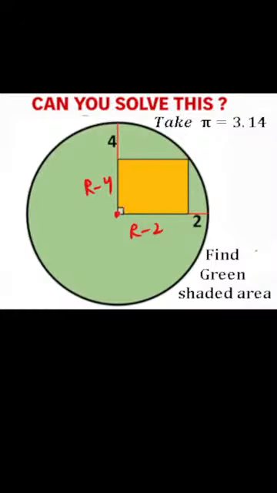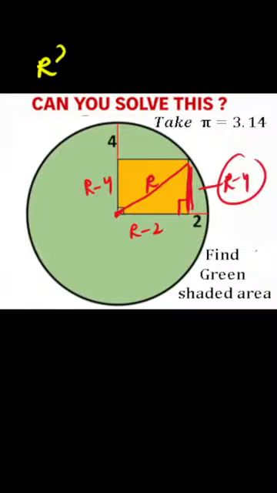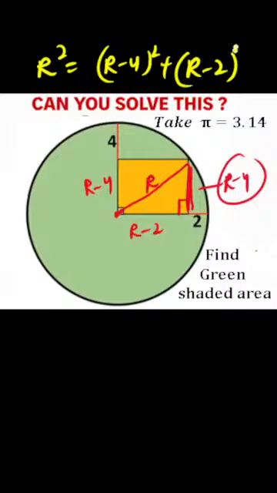So if I join this, it is going to be r, right? So if this is r, I can write this as r minus 2 or this as r minus 4. So we'll be using the Pythagorean theorem. This is also going to be r minus 4 only. Use the Pythagorean theorem. Make the equation as r square is equal to r minus 4 square plus r minus 2 square. You have this equation?